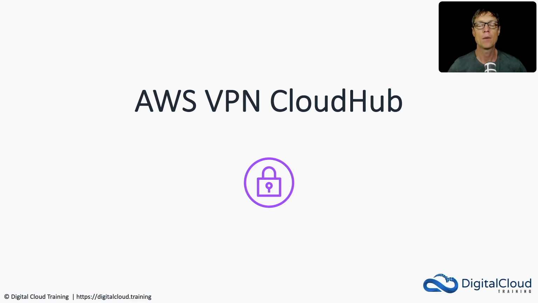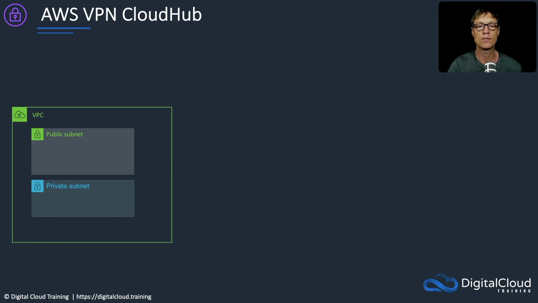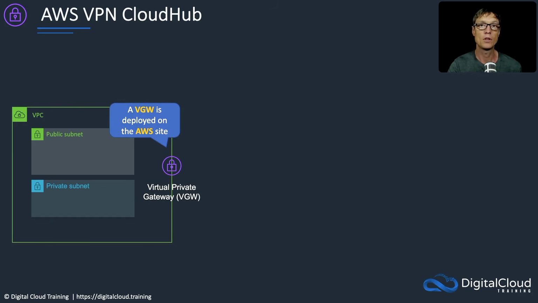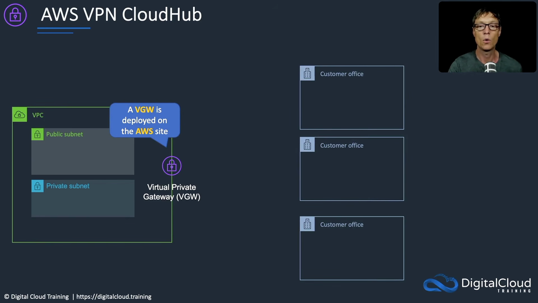AWS VPN CloudHub is not actually a service that you can go and find in the AWS console. What this really is, is a pattern, an architectural pattern that you can use when you utilize the AWS Site-to-Site VPN technology. So let's have a look at the architecture in which you can implement CloudHub. So we've got a VPC, and we've implemented a virtual private gateway, a VGW, and that's obviously deployed on the AWS site. We then have multiple customer offices, or these could be customer data centers, but they're different on-premises environments that we want to connect using a virtual private network to AWS.